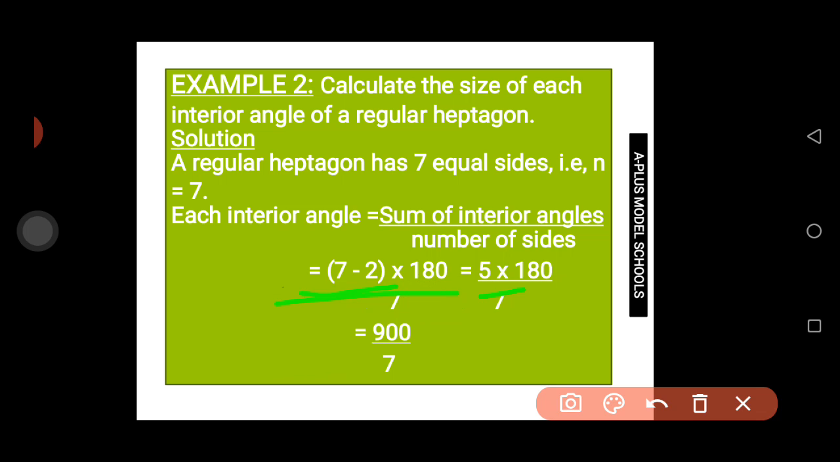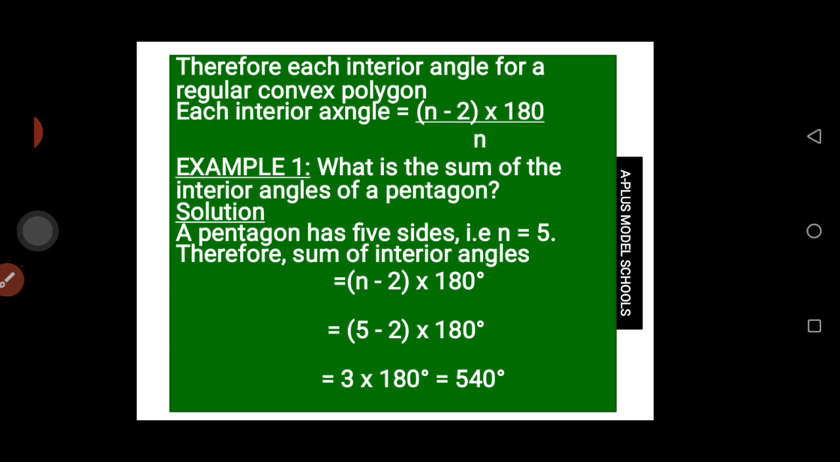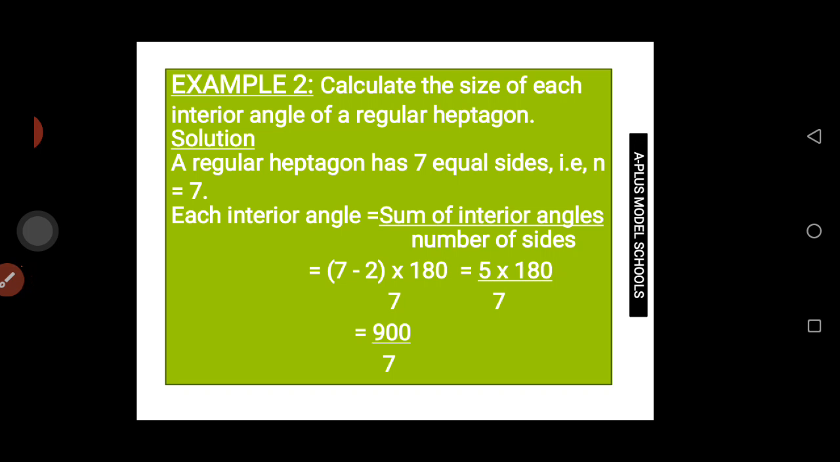So here, 5 times 180 degrees will give us 900 degrees. So when you divide 900 degrees by 7, provide the answer to that example 2 yourself. So I've done it for you. Also calculate it, 900 divided by 7, then you get your final answer. So that will give you each interior angle the polygon has.